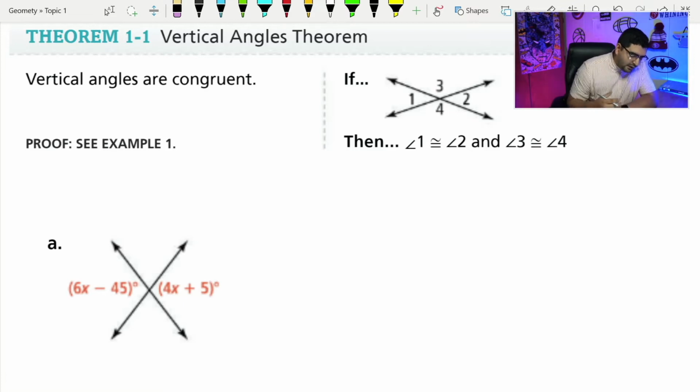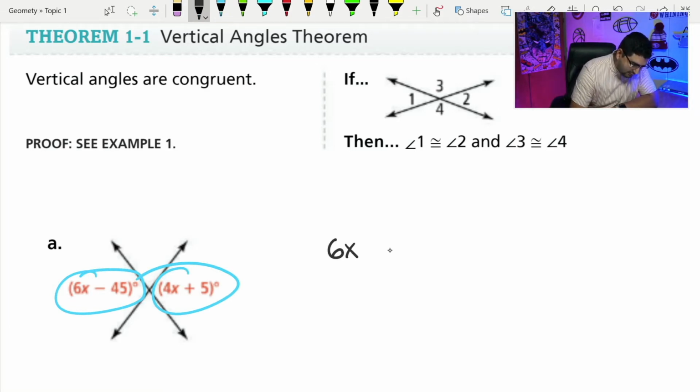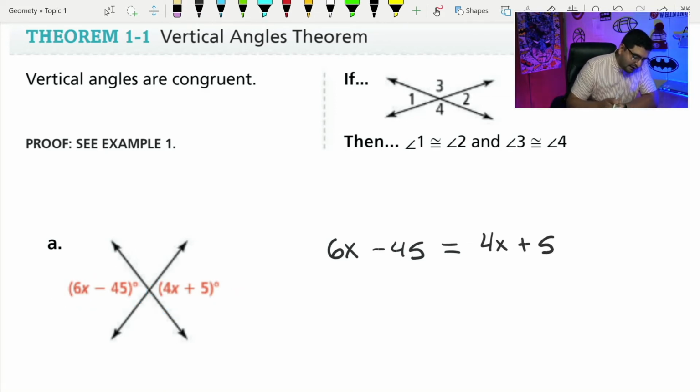Because what the vertical angles theorem allows me to do is set these two statements equal to each other. So I can go ahead and write 6x minus 45. I know that based on the vertical angles theorem this has to equal 4x plus 5. And now we simply have a problem where we have a variable on both sides, so let's try to get those variables on the same side.